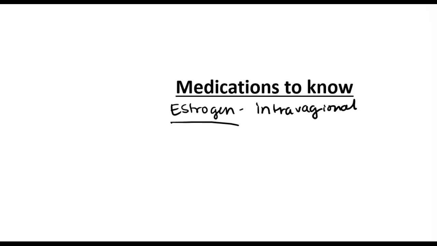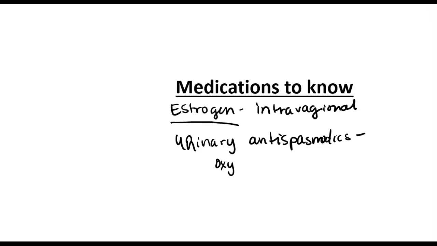But one of the meds that I really think we should know are basically considered the urinary antispasmodics. So urinary antispasmodics, of which the most common one is oxybutynin, that you'll see a lot. Oxybutynin. I think that's how it's spelled. Something tells me it's not. Something tells me it's with an I.